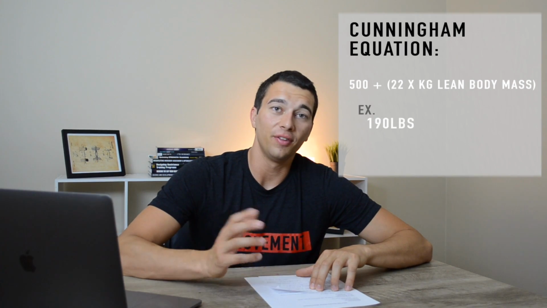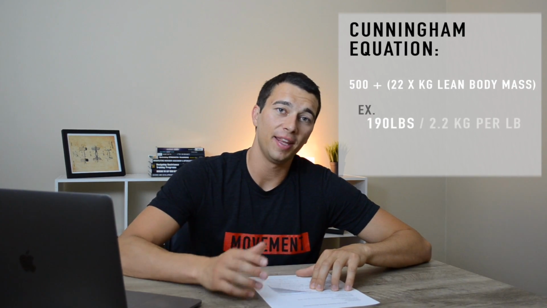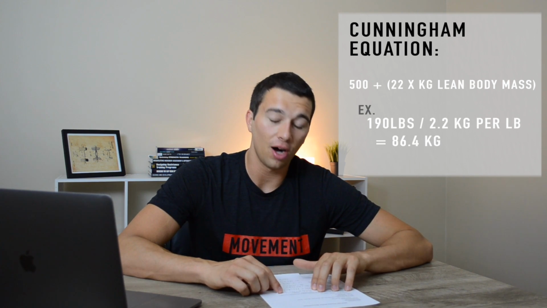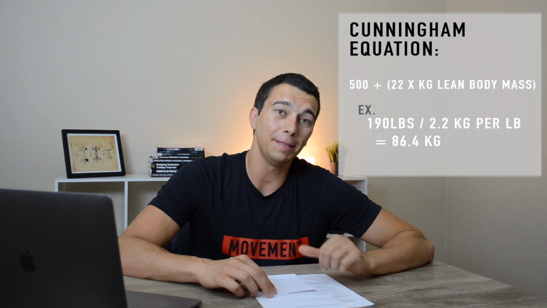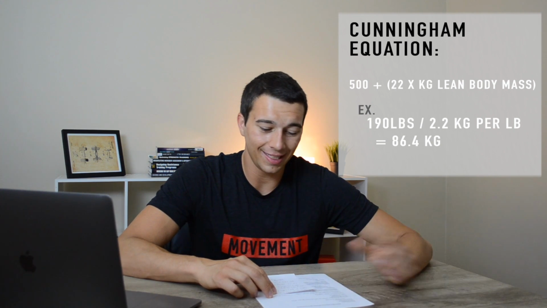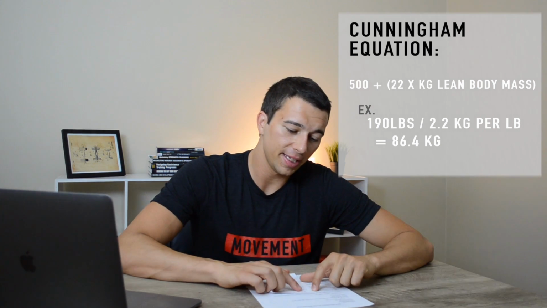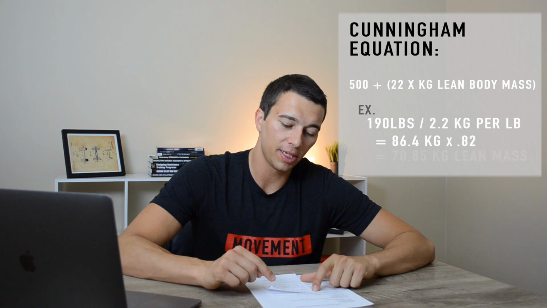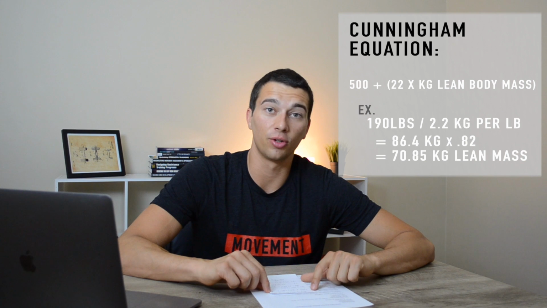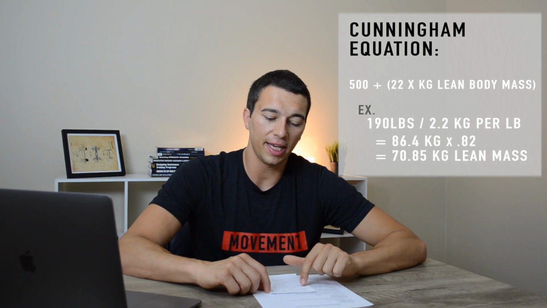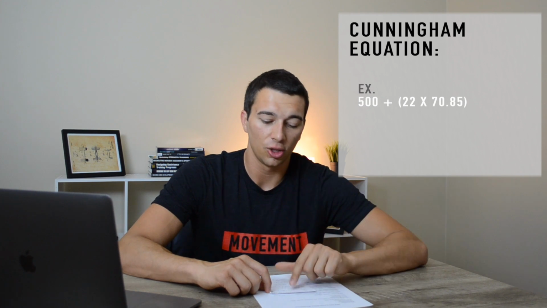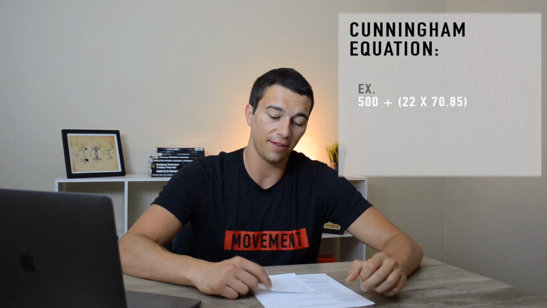If I'm roughly 190 pounds, we divide that by 2.2, that gets about 86.4 kilograms. Now, for the Cunningham Equation, we have to use lean body mass. So assuming about 18% body fat, I would do the 86.4 kilograms times 0.82, and that would get 70.85 kilograms. We're going to put that 70.85 kilograms into the equation. So it'll be 500 plus 22 times that 70.85.